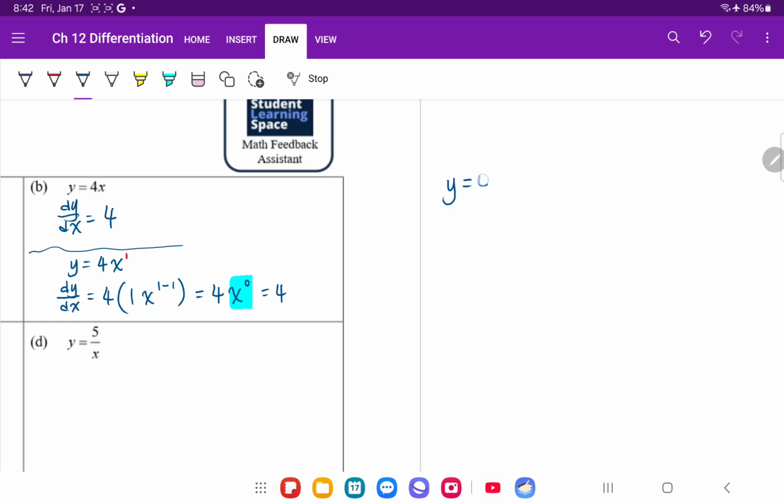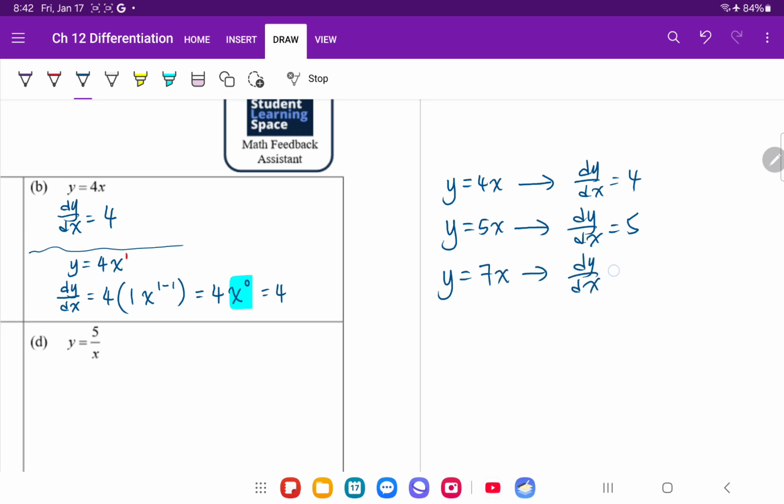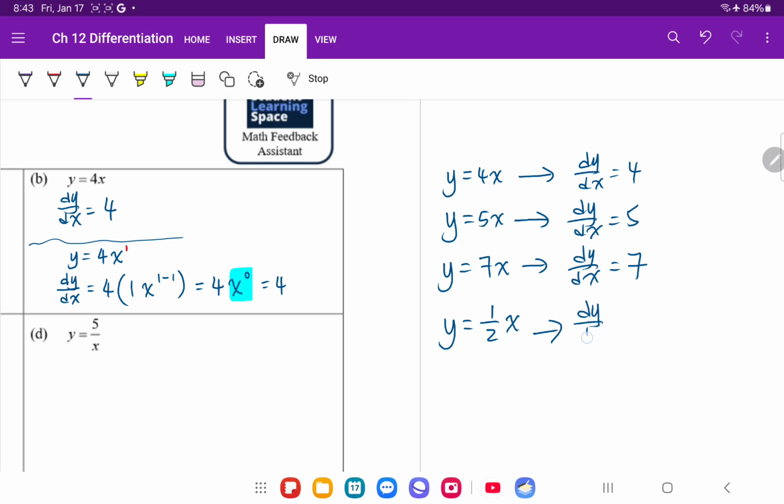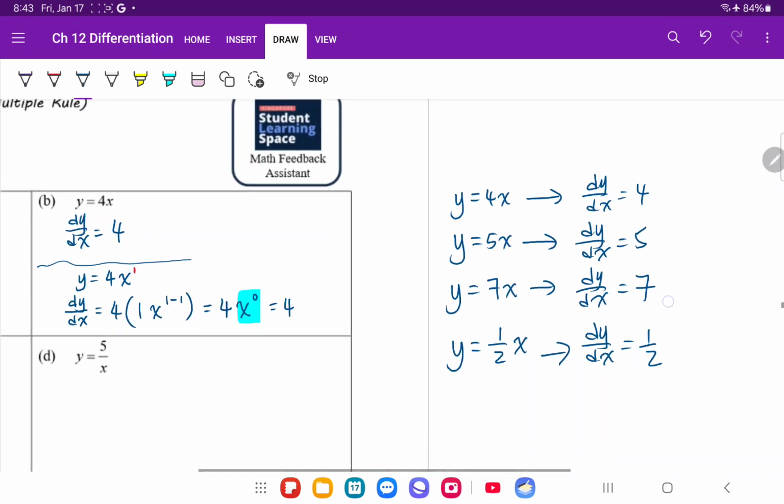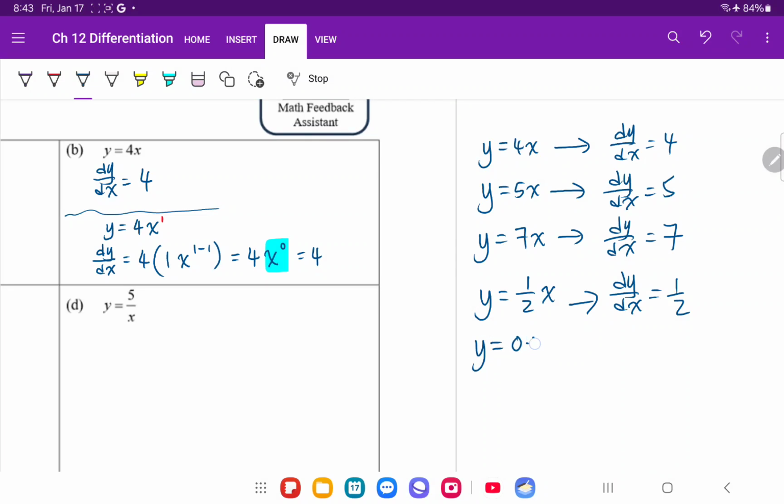Now at this point, there are some things I need you to memorize already. If I give you y equals 4x, you need to be able to tell that dy/dx is just 4 using the constant multiple rule. When y equals 5x, dy/dx must be 5. When y equals 7x, for instance, the dy/dx must be 7. This formula even works for fractions. For example, half x. The dy/dx in this case must be half. It even works for decimals. 0.57x, the dy/dx must be 0.57.